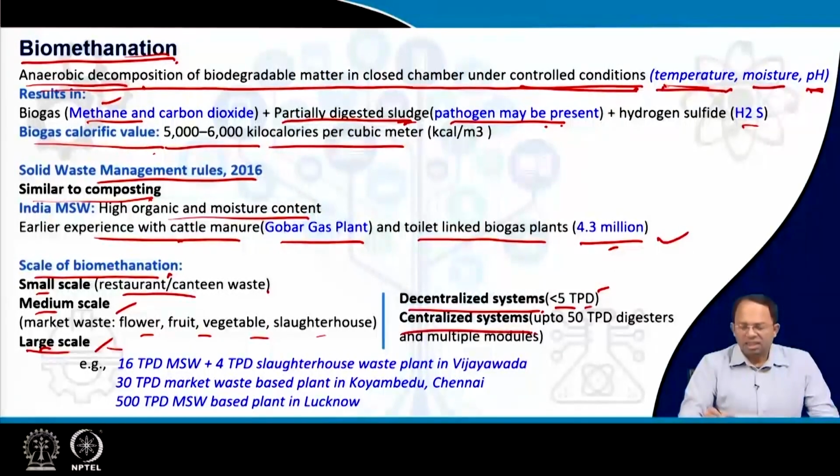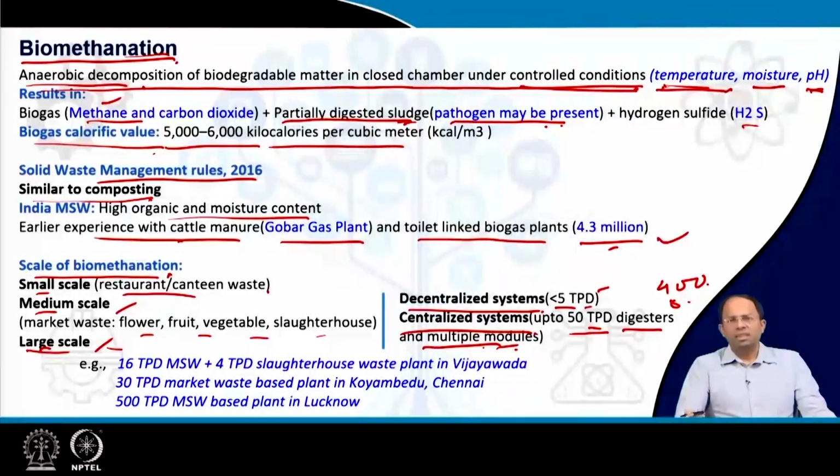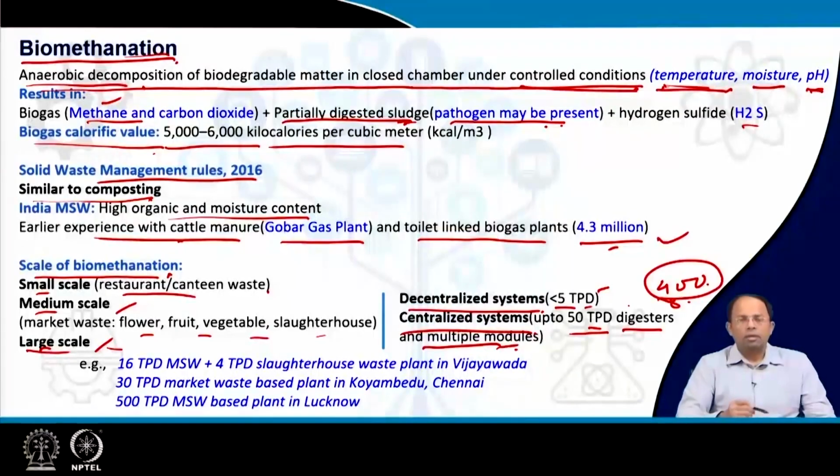Or we have a centralized system at a city scale, where waste from different areas can come here, and we can have 50 tons per day digesters. So if the waste is 400 tons, obviously I will have 8 digesters, right? This is more or less the optimum size of a digester, 50 tons per day, beyond which there would be other complications. So we can have multiple modules or multiple digesters in series in the same area, and we can have a larger biomethanation plant.